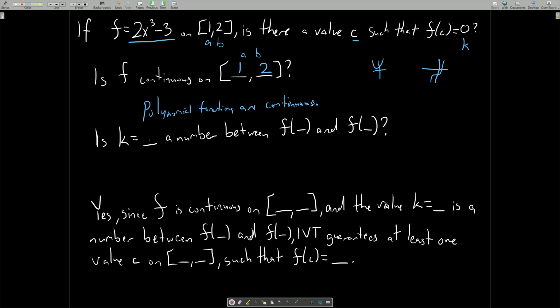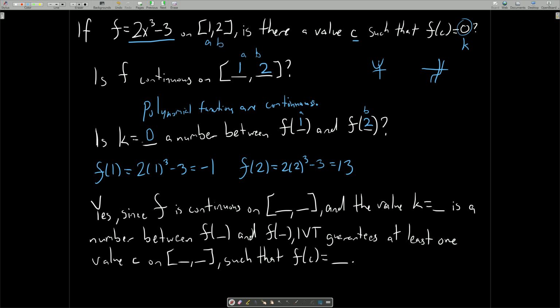Now you have k equals 0, we have our k value here, a number between f of 1 and f of 2, your a and b values. The first step here, now you have to calculate what f of 1 and f of 2 are. So here's f of 1, that's 2 times 1 cubed minus 3, it's 2 minus 3, which is negative 1. And f of 2 is 2 times 2 cubed minus 3. 2 cubed is 8 times 2 is 16. Minus 3 is 13.